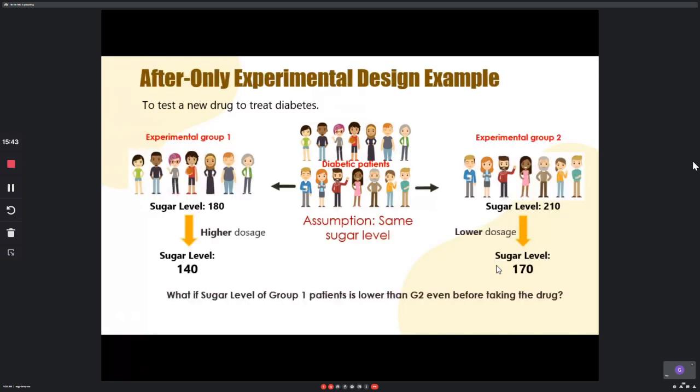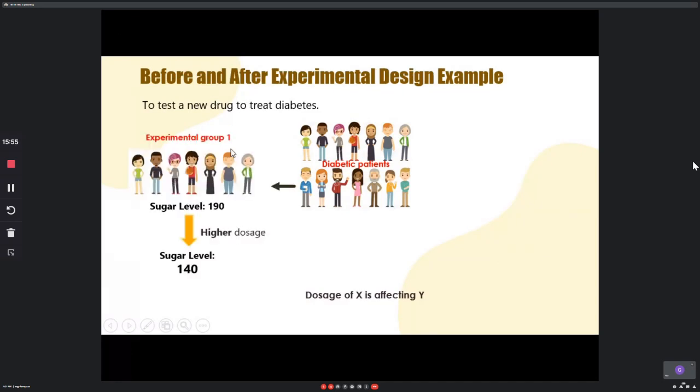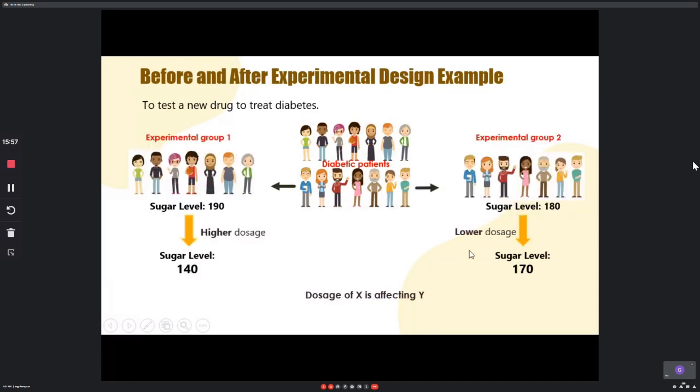For the previous one, we don't know what the difference is, because we did not measure their sugar level before you start the experiment. But in the second case, they measure the sugar level even before you start the experiment. So you know the difference between before and after, and decide whether dosage X is affecting Y. That's called before and after. But definitely, if you are using before and after, it's very time consuming because you have to measure sugar level for each participant in your experiment.